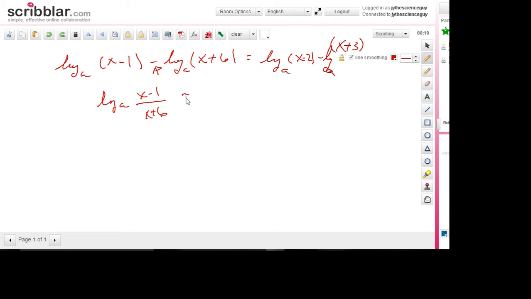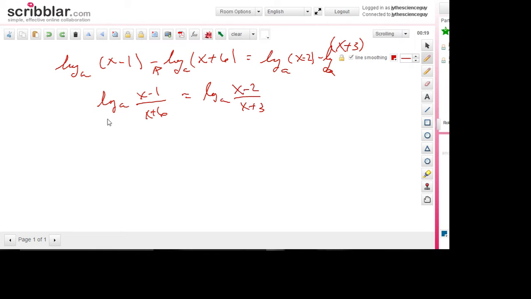Okay, so do the other side for me. Is equal to log of x minus two over x plus three. It's log base a. Okay, that's what I meant.